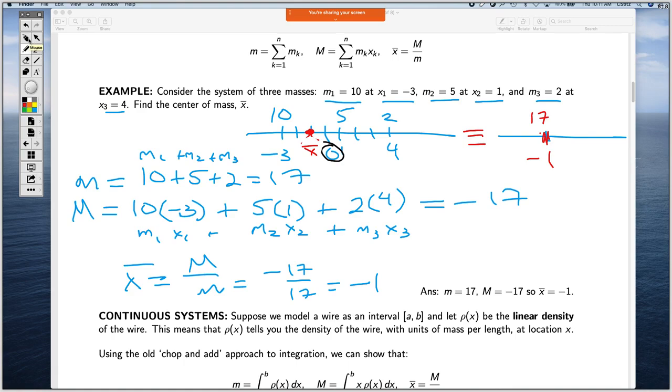So this is how you do this kind of thing using what we call a discrete system. A discrete system is where you have a finite number of masses spread out on the x-axis. So what's a continuous system? A continuous system would be something like if you had a wire and you had the density of the wire, and maybe the wire was heavier at one end than the other, so maybe the density changes. So let's talk about continuous systems.